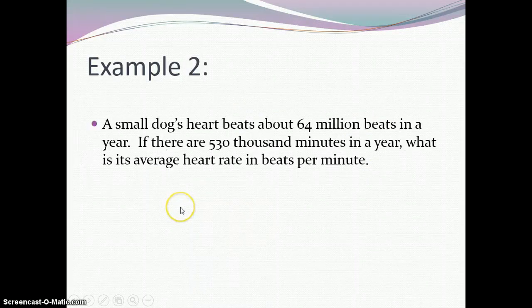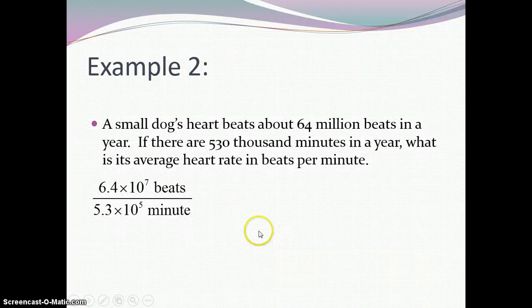Example 2 is a scientific notation problem. So a small dog's heart beats about 64 million beats in a year. If there are 530,000 minutes in a year, what is the average heart rate in beats per minute? So we're going to go through and write these in scientific notation. Okay, 64 million is 6.4 times 10 to the 7th. 530,000 is 5.3 times 10 to the 5th. So what we're going to do here is divide 6.4 and 5.3. That's going to give me the 1.2.